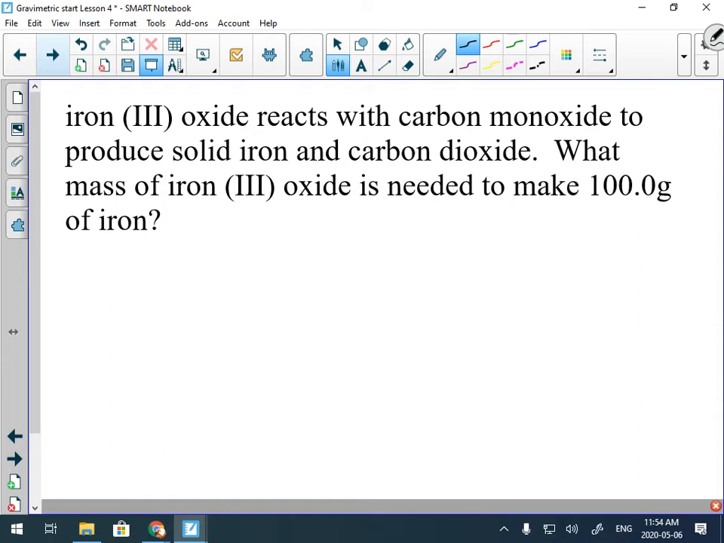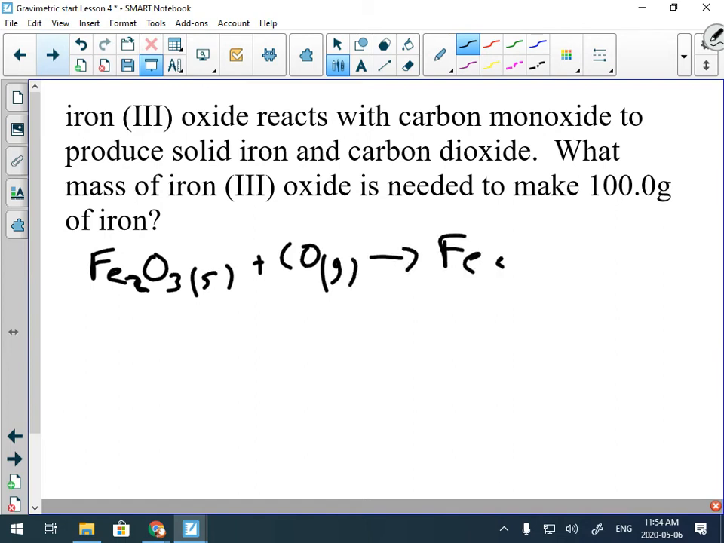Now we're not given the reaction. We have iron 3 oxide. Iron 3 oxide reacts with carbon monoxide. So iron 3 and oxygen, 3 plus 2 negative gives me a 2. That's Fe2O3, and that reacts with carbon monoxide, and that produces solid iron and carbon dioxide.